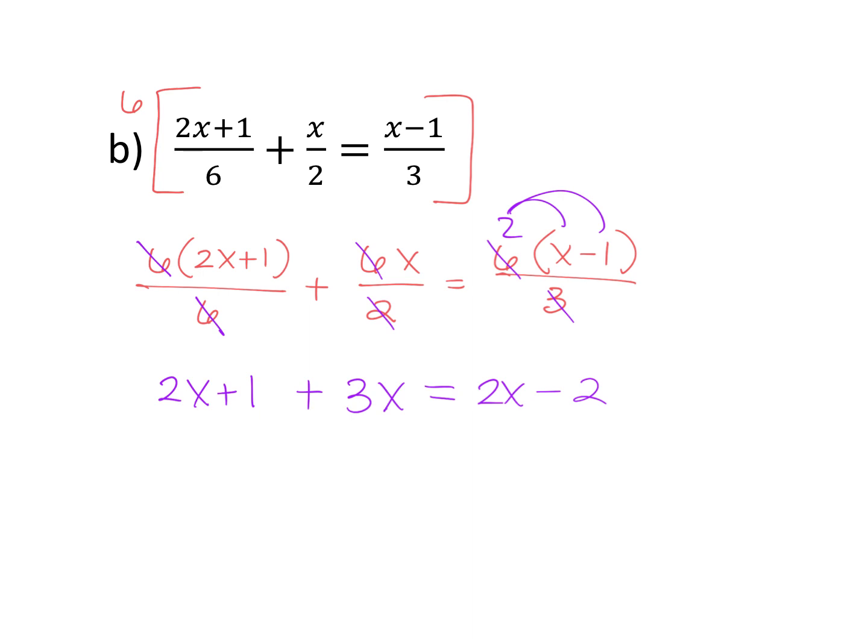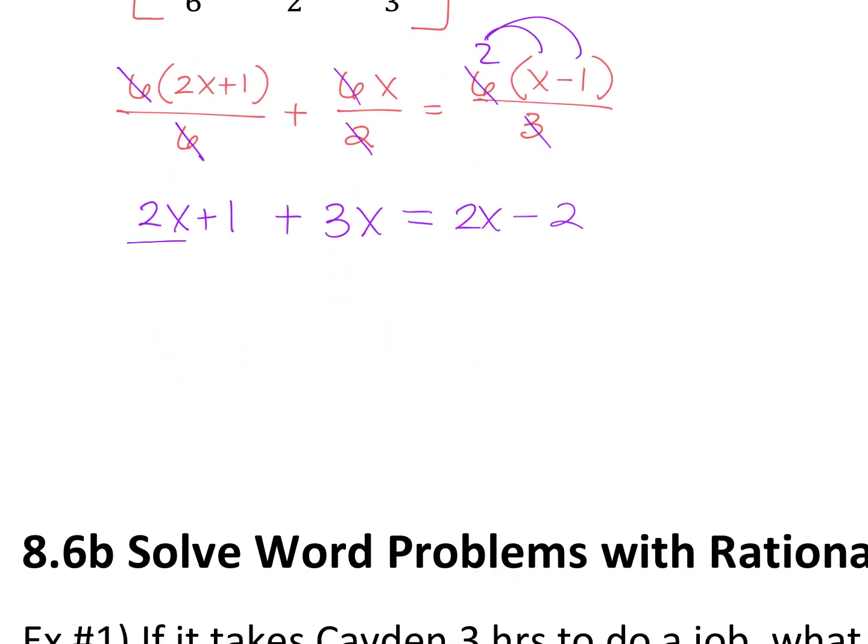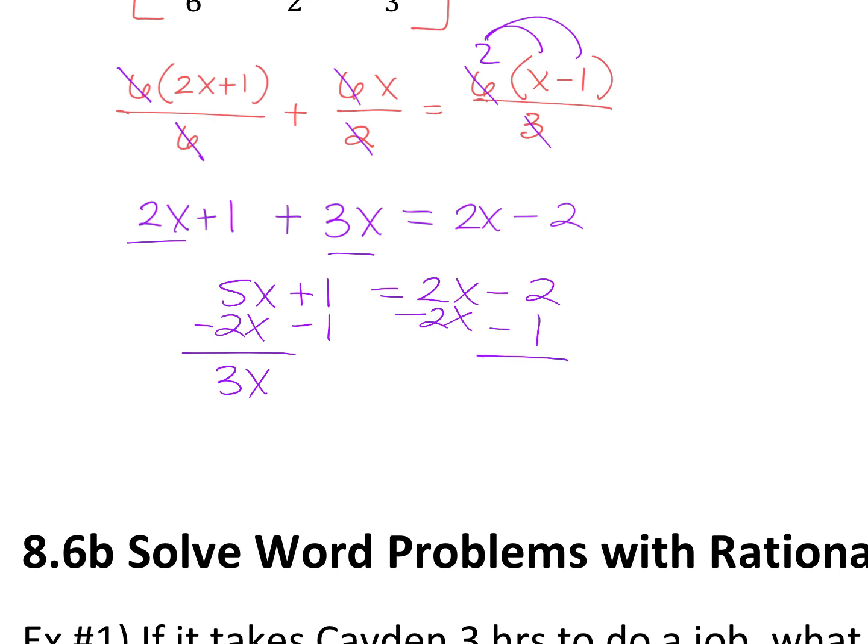And now it's basic algebra. So 2x plus 3x is 5x plus 1 equals 2x minus 2. Take away the 2x and take away the 1. So you get 3x equals negative 3. So x is negative 1. So you guys are excited about this? I am. I love it.